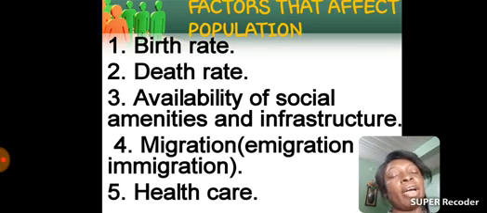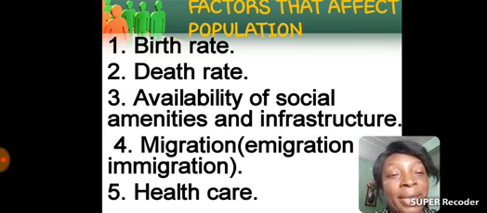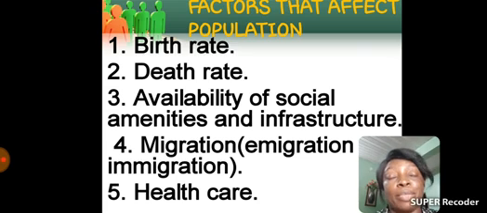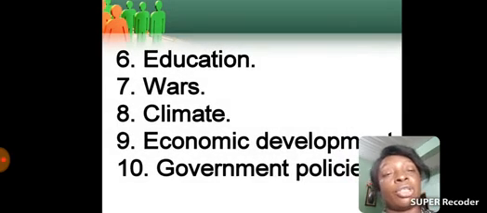Now, number 5, we have healthcare. The better the healthcare, the better the people will do. So if there's less healthcare, people will die. If there's no healthcare at all, people will die, and more people will not be productive. So it definitely will affect the rate of population or population itself entirely.